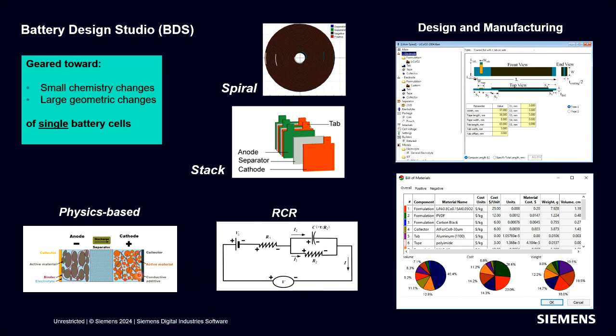Now, you won't get granular details, so to speak, such as anode and cathode potential. You'll only get the potential for the entire cell if you're using an equivalent circuit model. For physics-based models, you can get more granular information about the cell.